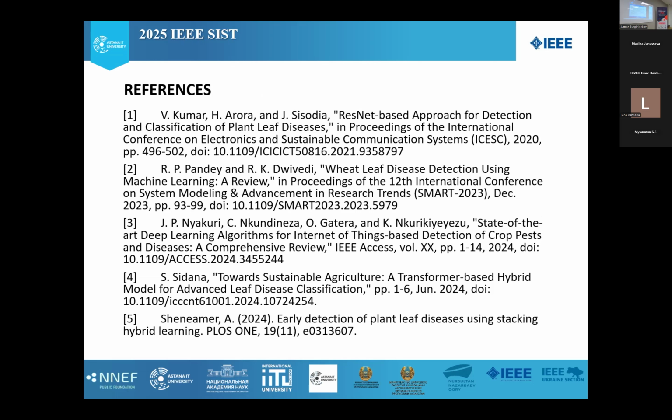To summarize, the CNN-transformer hybrid shows higher confidence, outperforms single networks, and remains stable even with dirty field data. Optimization for edge platforms and integration with the IoT ecosystem will make the system practical for farmers, helping reduce crop losses and chemical inputs. Thank you for your attention.